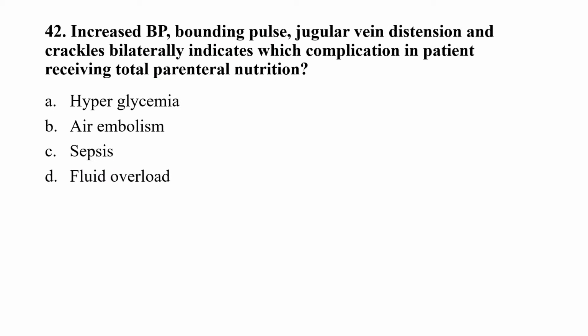Question number 42. Increased BP, bounding pulse, jugular vein distension, and crackles bilaterally indicate which complication in a patient receiving total parenteral nutrition or TPN? Option A, hyperglycemia. Option B, air embolism. Option C, sepsis. Option D, fluid overload. The correct option here is option D, that is fluid overload. Fluid overload can cause an increase in BP or bounding pulse, can distend the external jugular veins, and may also cause pulmonary edema, so when auscultating we can also hear crackle sounds.